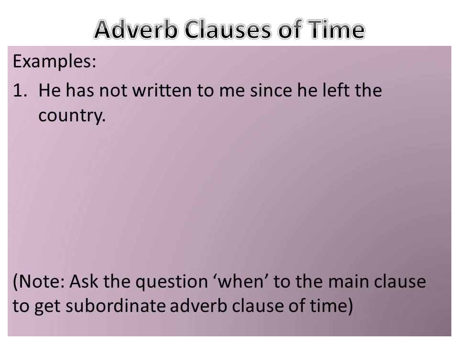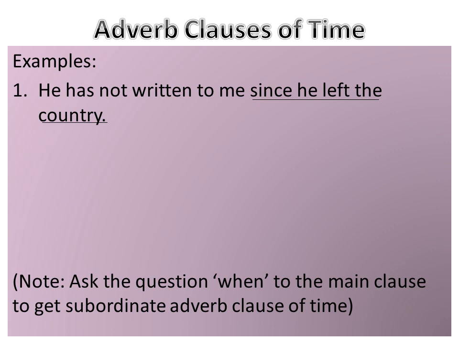If you ask the question, since when has he not written to me? You get the answer as since he left the country. So, since he left the country becomes the subordinate adverb clause of time because it tells you about the time period since the action has not been performed. And he has not written to me becomes your main clause because it makes complete meaning on its own.